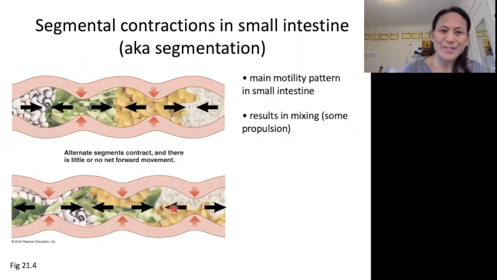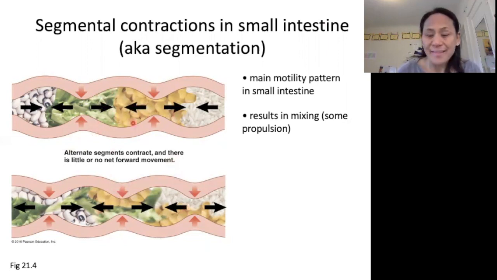This figure here shows us how segmentation works. Basically, the way it works is you contract some of your circular muscles in your intestinal wall, okay? Then you contract other muscles, right? So you take turns contracting one set of muscles and then another set of muscles. And in that way, you end up mixing up the contents of the small intestine.